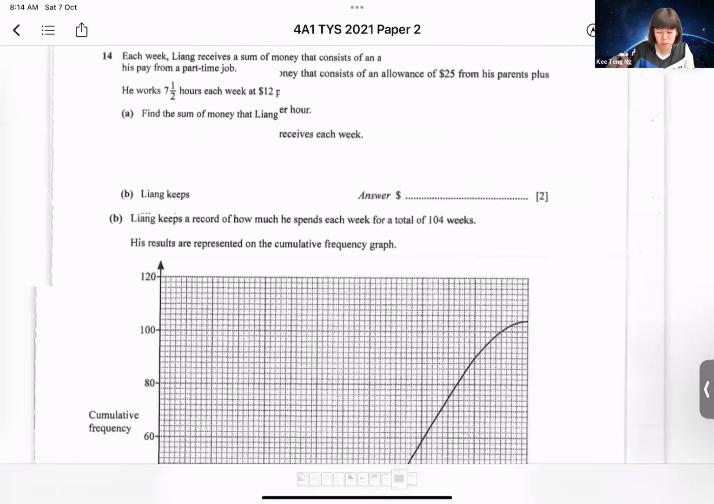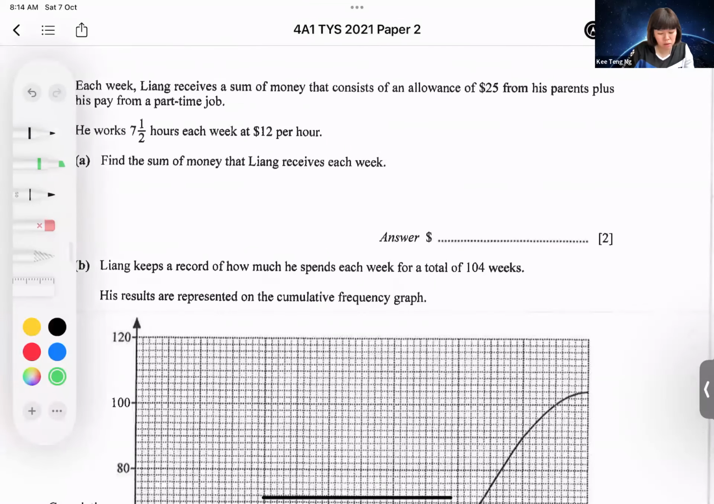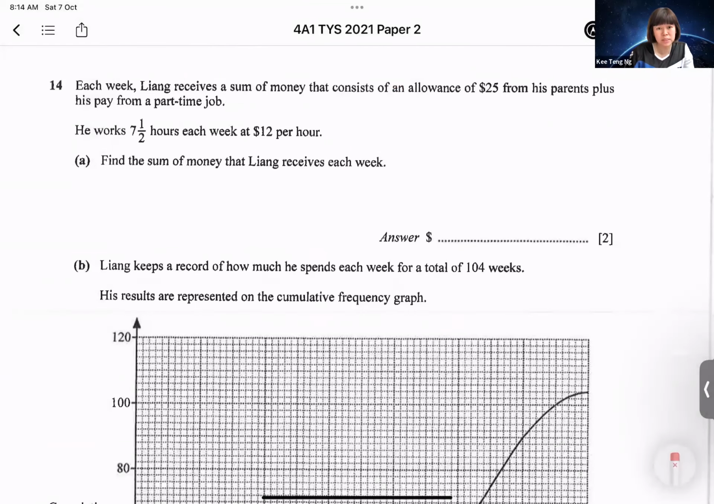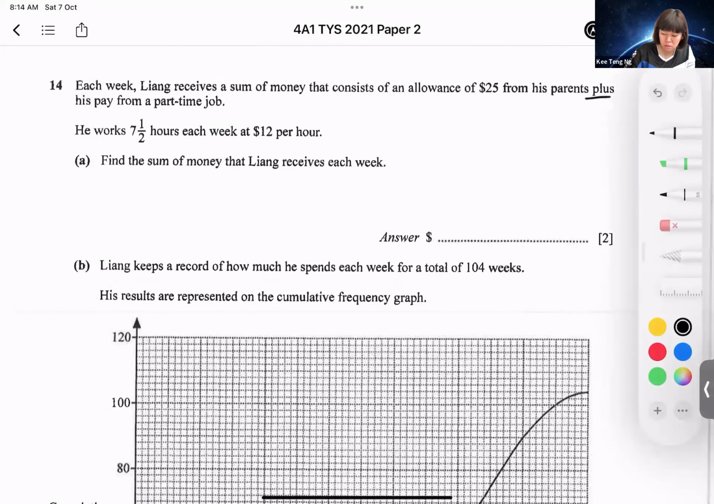Okay, question number 14, right? Each week, Liang receives a sum of money that consists of allowances of $25 from his parents, plus his pay from a part-time job. Then his pay, right? He worked 7.5 hours each week at $12 per hour.